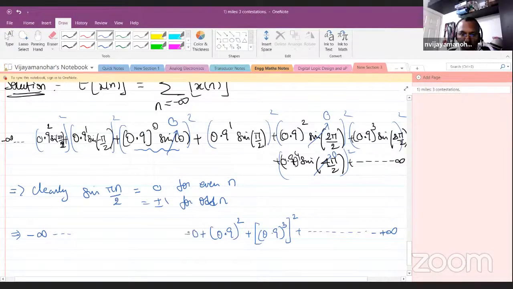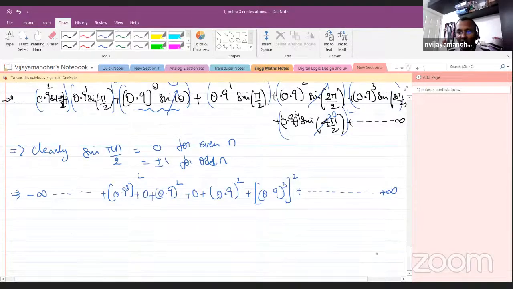Plus 0. Plus, if I see here, this is also 0.9 whole square only, because sine of minus pi by 2 is minus sine pi by 2, which is minus 1. But there is a whole square outside, so it will eventually become a positive number. So I will have 0.9 square. Again 0 plus 0.9 cube, the whole square. Like this, it will go all the way.